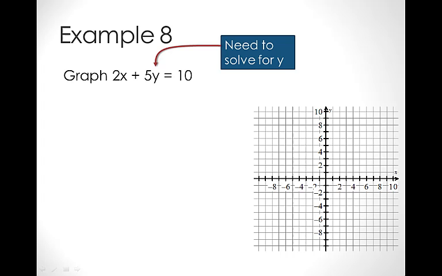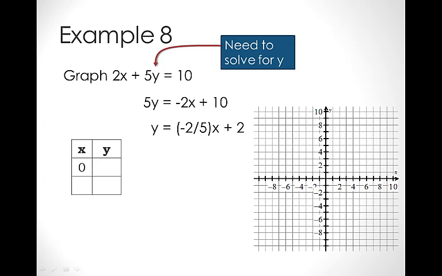Okay, welcome back. So solve for y: subtract 2x from both sides, divide through by 5, and you get y equals negative 2/5 x plus 2. Make your little table. 0 is always a good coordinate to choose. So when x is 0, we get a 2. And then choose something else.